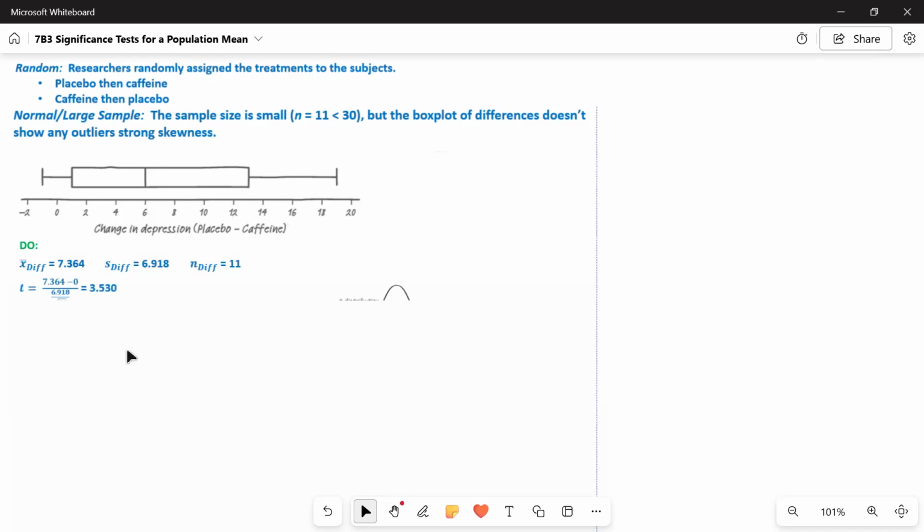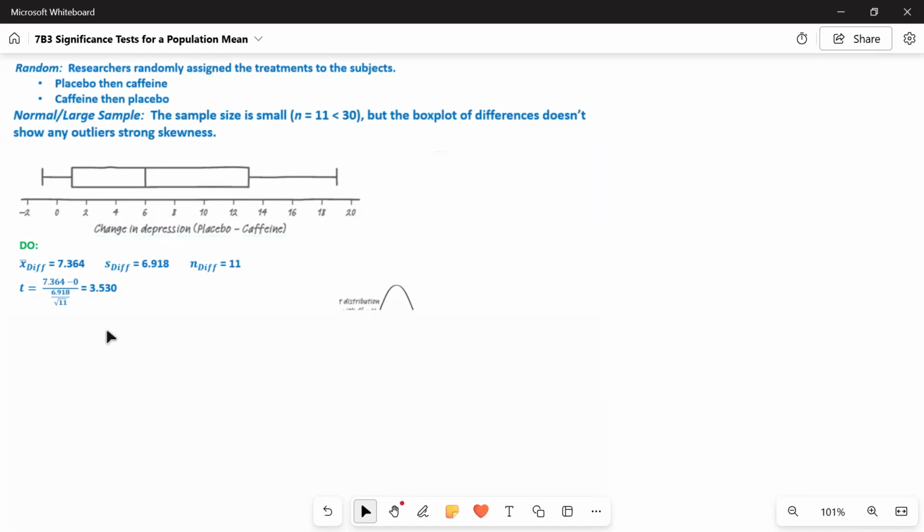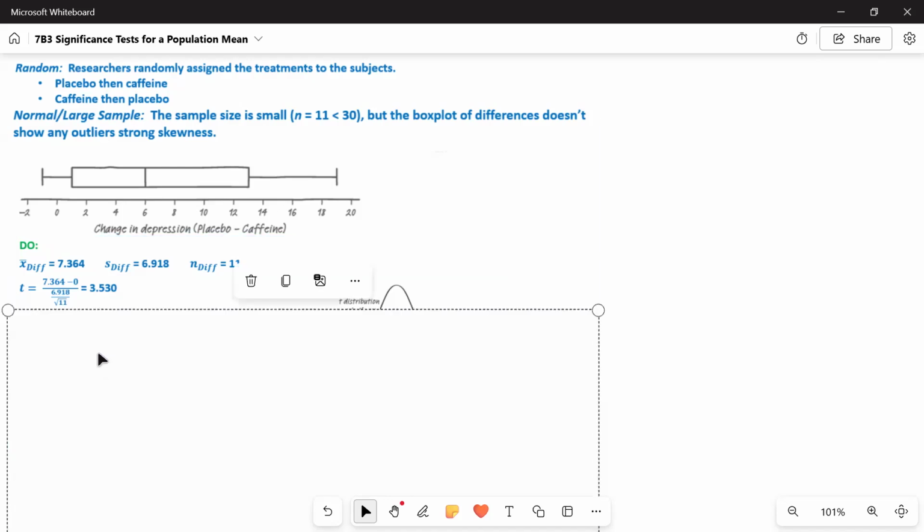So in our do step, we want to calculate the mean difference, the standard deviation of the sample mean difference, and list the sample size. Okay, we could use our calculator to do that. And then calculate the t-score, or the t-value. So that's the mean difference minus 0, which is the null hypothesized mean difference, divided by the standard error of the mean difference. And then we get 3.53.